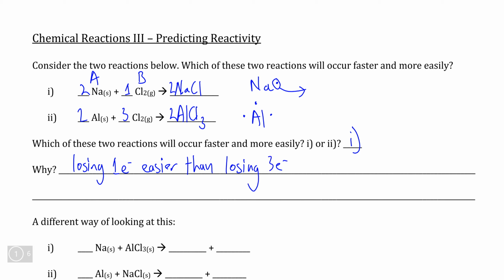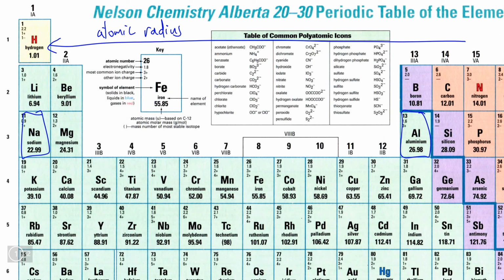If we look to our periodic table, we can conclude that there are other patterns that we might be able to see. For example, sodium occurs on the far left of the periodic table because it's an alkali metal, whereas aluminum is a little bit farther to the right. We also know that atomic radius is a trend that increases from right to left, meaning that sodium has a larger atomic radius than aluminum does.